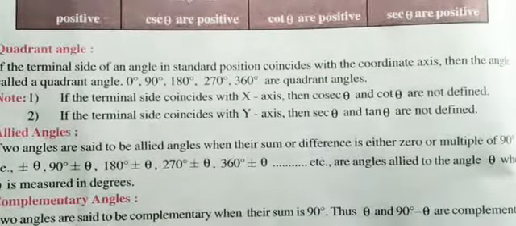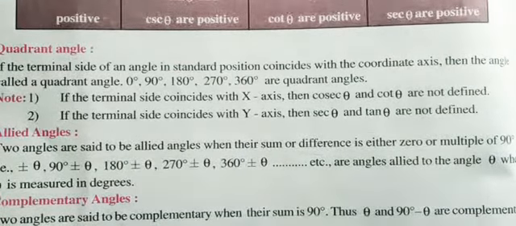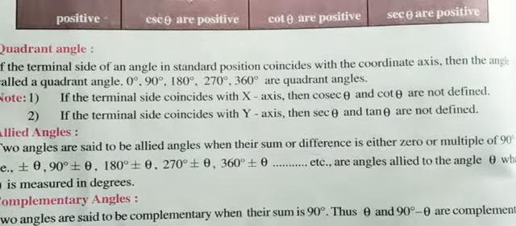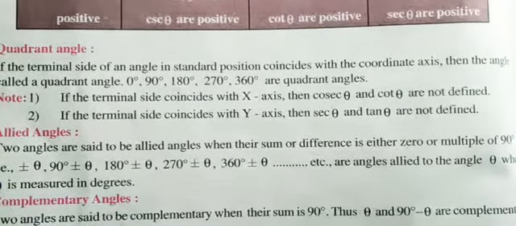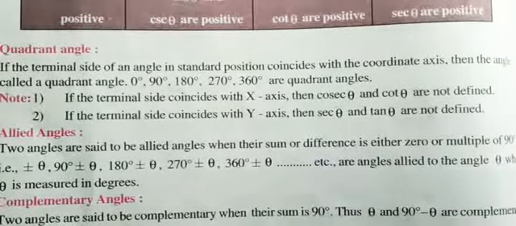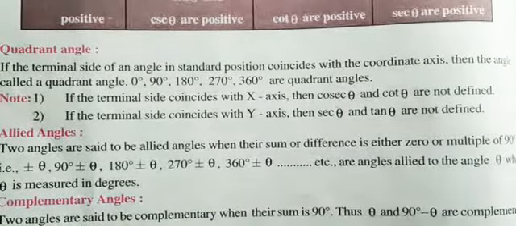There is no problem with understanding that. That is, plus minus theta, or 90 plus minus theta, 180 plus minus theta, 270 plus minus theta, 360 plus minus theta, etc. are called the allied angles to the angle theta, where theta is measured in degrees.